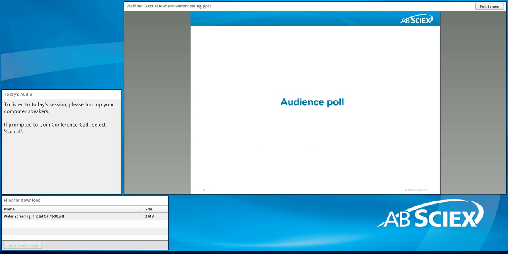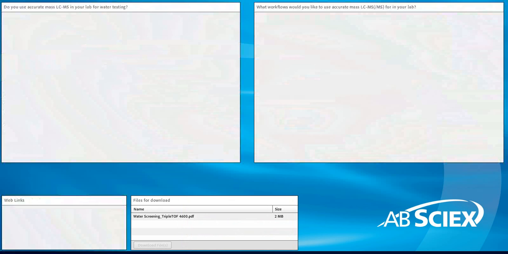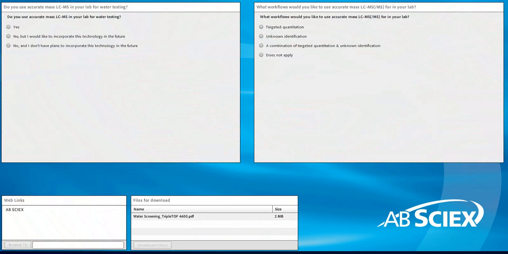Before we start, we would like to ask you a question to get some information about what topics you are interested in. Lauren? So we have two polling questions for you. The first polling question is at the top left of your screen, and the second one is at the right.